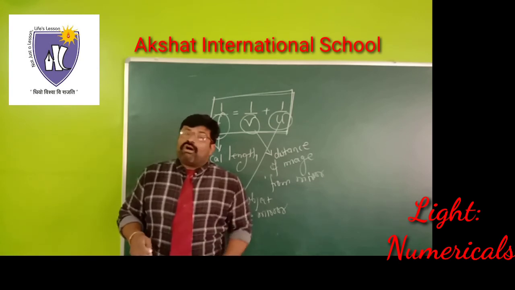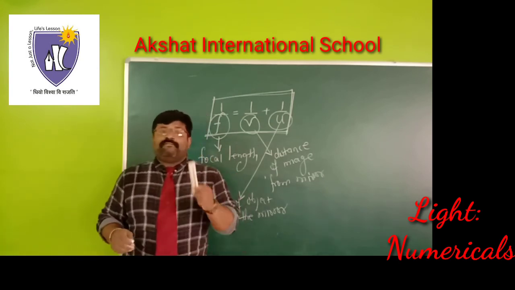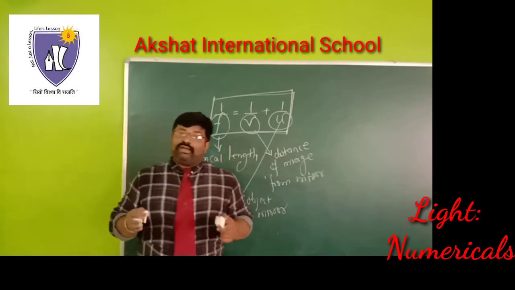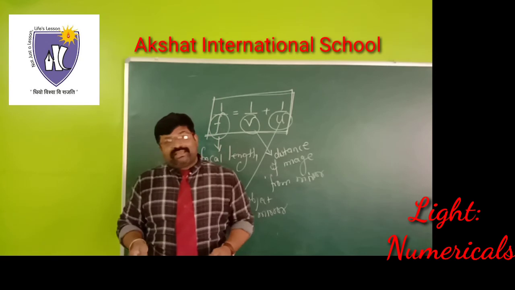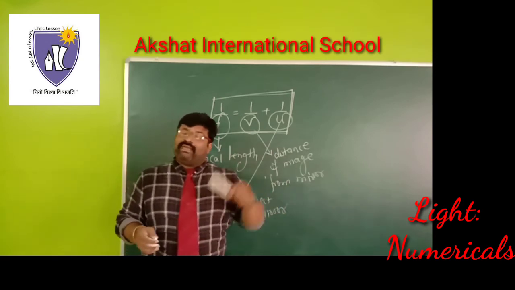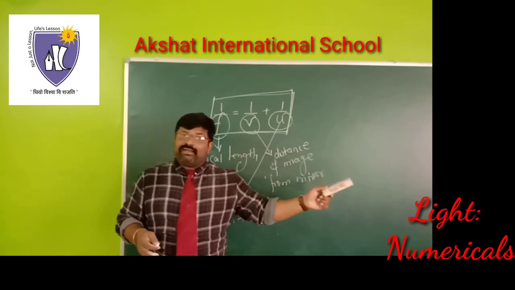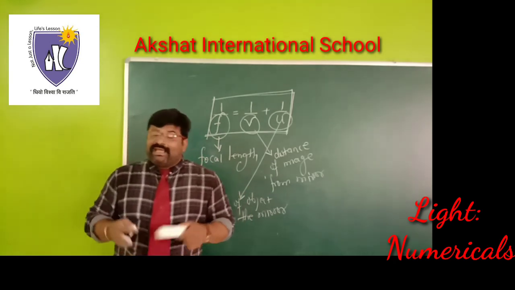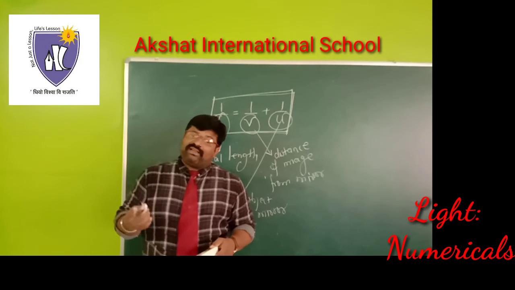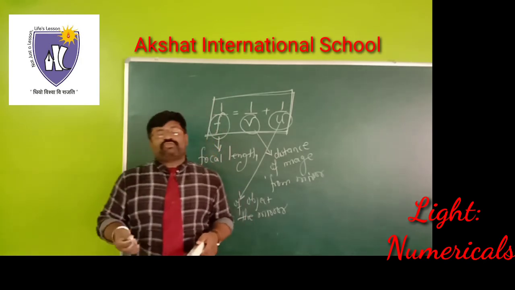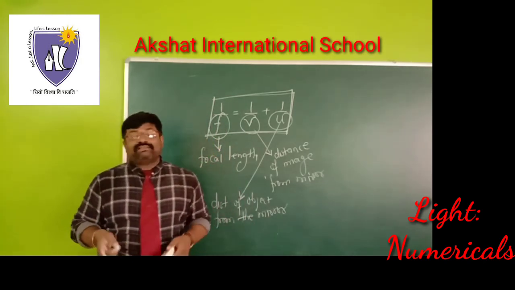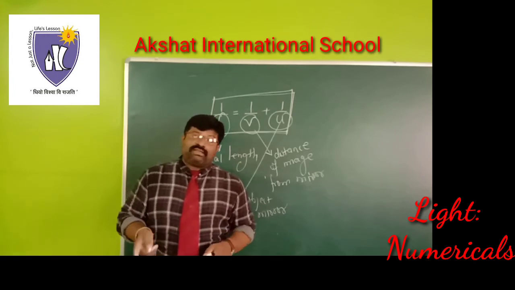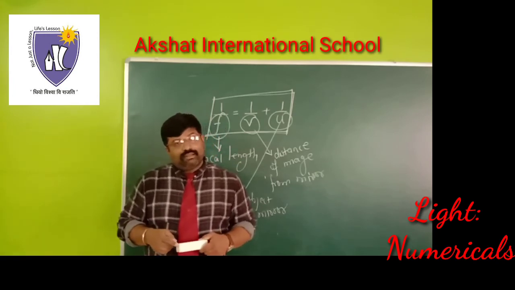In case of a convex mirror, v is always positive. Why? Because there are only two cases, and in both cases the image is formed behind the mirror, and if it is behind the mirror, that means it is positive. In a concave mirror there is only one condition in which the image formed is a virtual image. That means in case of a concave mirror, v can be positive or negative.